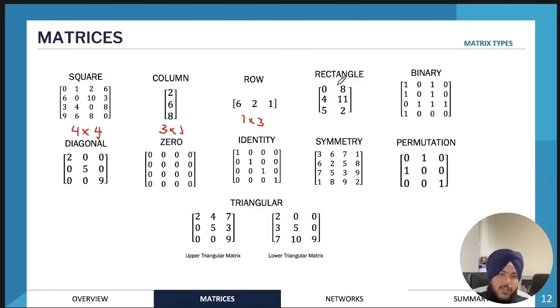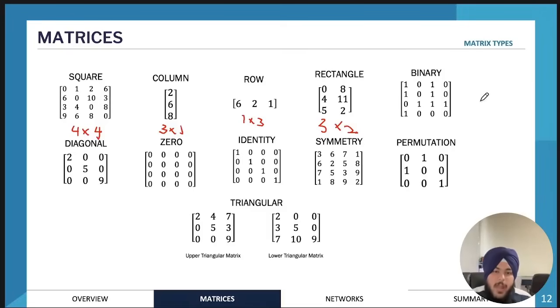So for example, this matrix, a rectangle matrix, is not a square matrix and it looks like a rectangle, so it might have more rows than columns, or more columns than rows. This one has 3 rows and 2 columns. Therefore, the order of this matrix is 3 by 2.